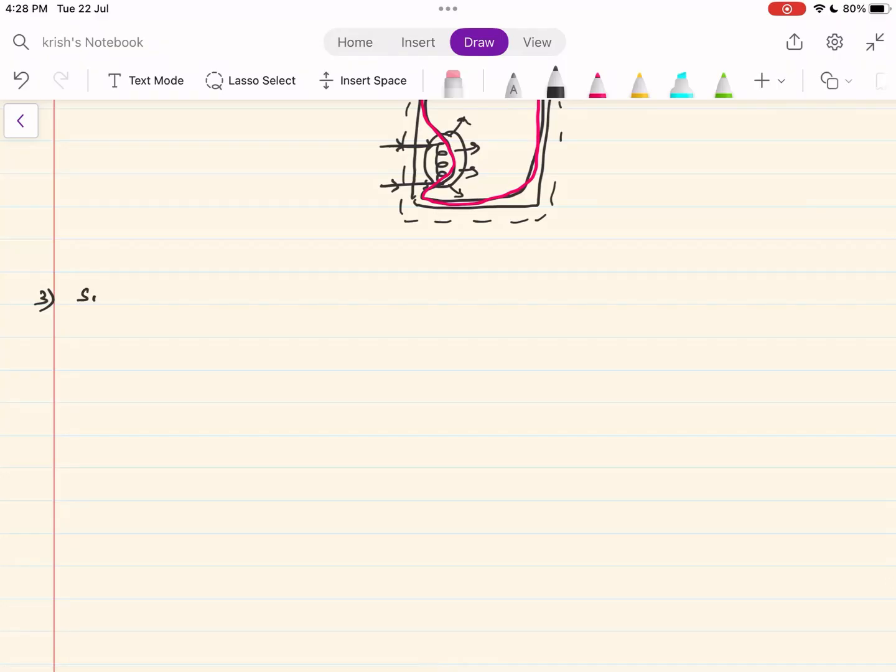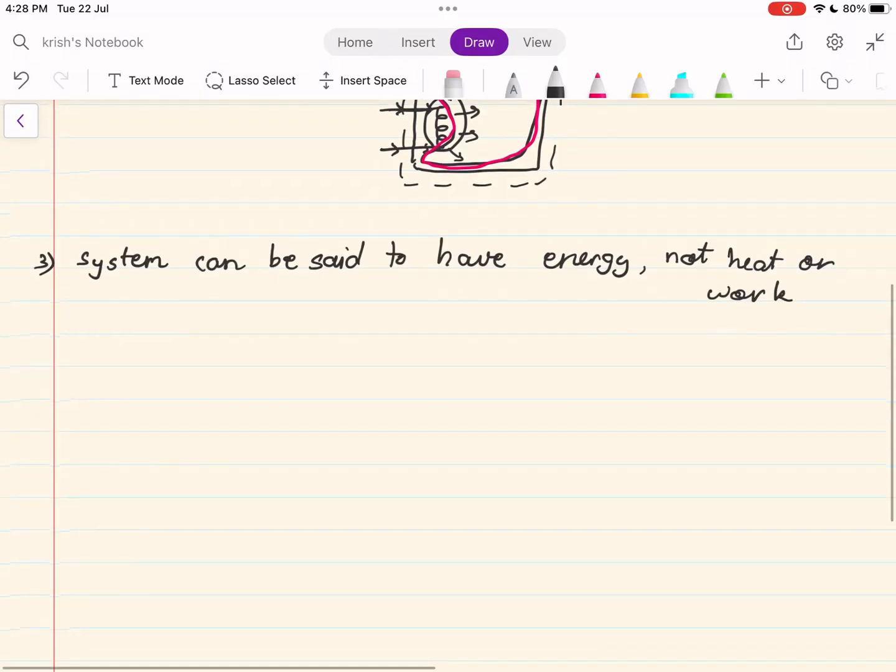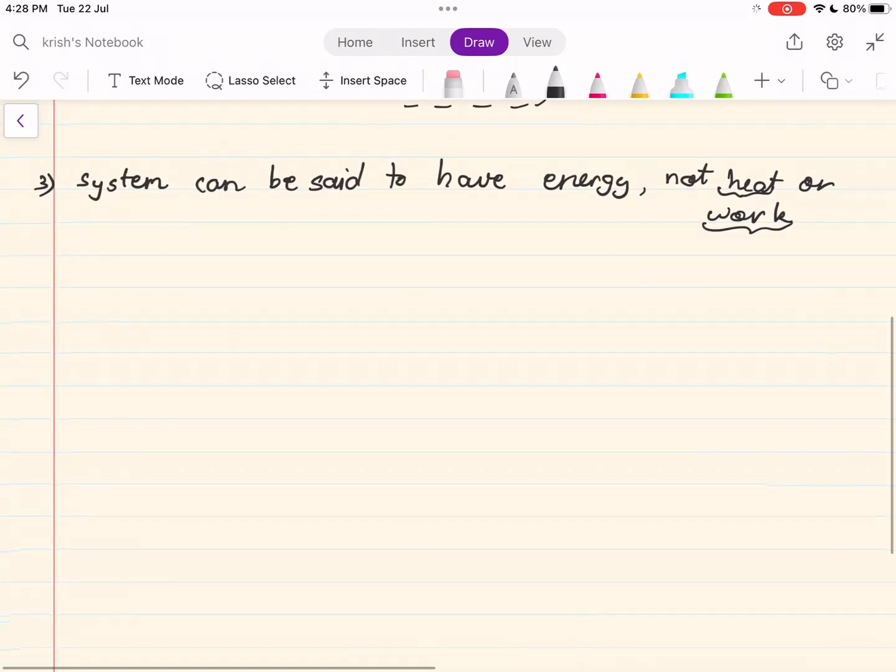Moving on, system can be said to have energy, not heat or work. Intuitively, you will always say that the system possesses some energy that is converted either into heat or into work. You will never say that the system has heat or the system has work, right? Moving on.